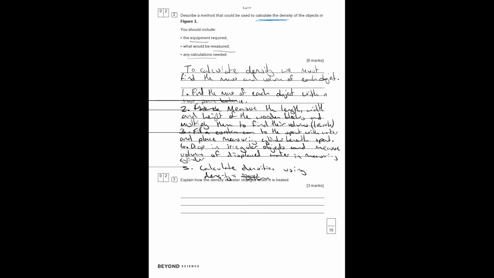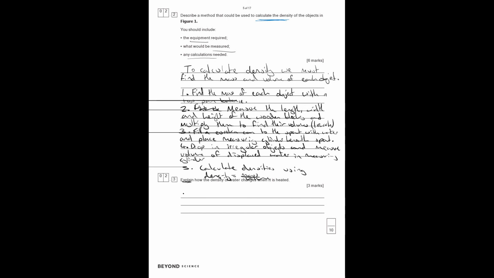2.3. Explain how the density of water changes when it is heated. Notice the command word here, explain. It doesn't just want you to say it goes up or it goes down. It wants you to explain why it goes up or down. So, explain how the density of water changes when it's heated.